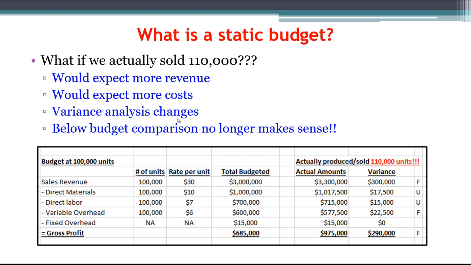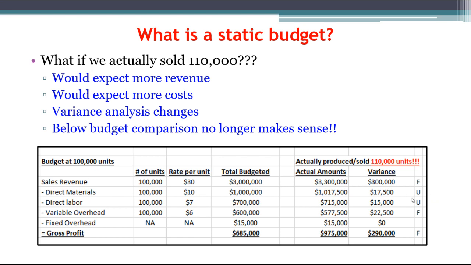The variance analysis needs to change, and this budget comparison right here no longer makes sense. Keeping this budget from 100,000 units, but comparing the dollar amounts to 110,000 units, we're going to get faulty results. We're saying here that, hey, you did a great job with your sales revenue. You have more than what we expected. Well, of course they have more than what they expected. They sold more units.